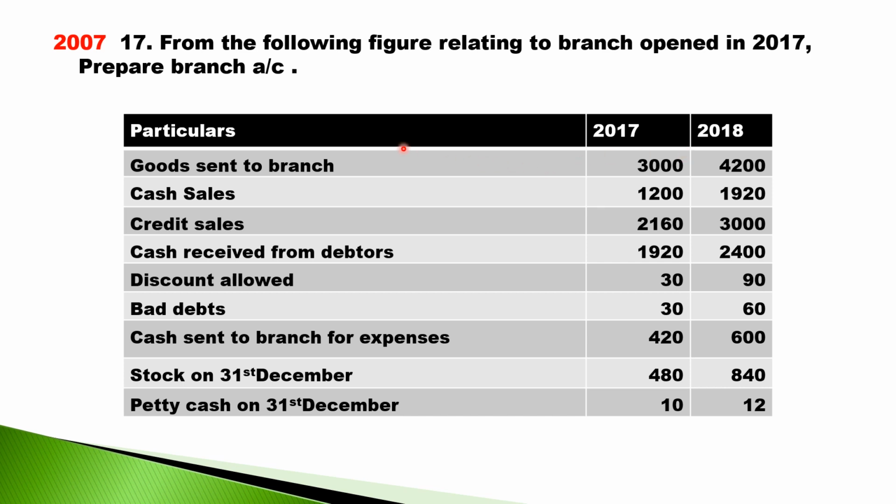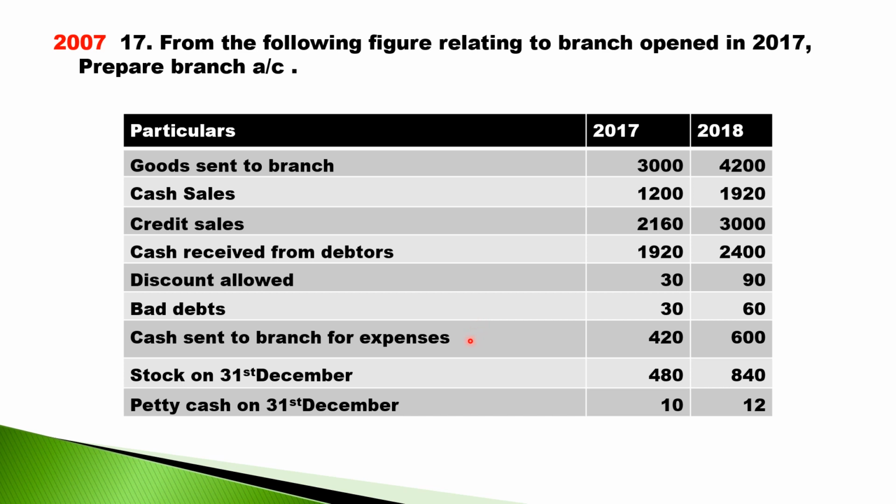So goods sent to branch, debit side. Cash sales, credit side. Credit sales is marked, it will come in the debtors account, not in the branch account. Cash received from debtor will come in the credit side. Discount allowed is marked, it will not come in the branch account, it will come in the debtors account. Bad debts is marked, it will not come in the branch account, it will come in the debtors account. Cash sent to branch for expenses can be read as cash received by the branch, debit side.